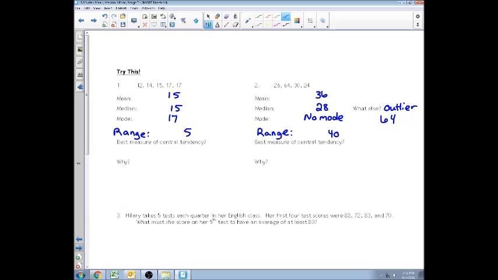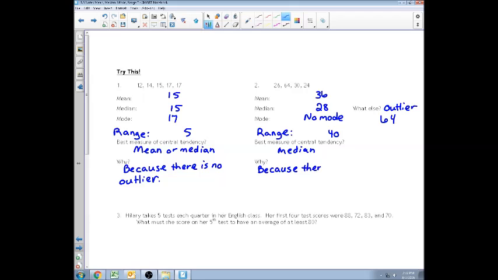What would be the best measure of central tendency for number 1? Well, it would be the mean or the median. I would say the mean because there is no outlier. But in this case, they're both the same, so you could say either or. Best measure of central tendency for number 2 would be the median because there is an outlier.